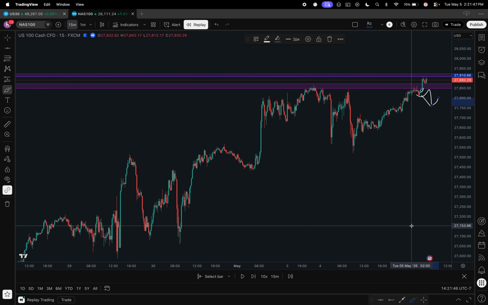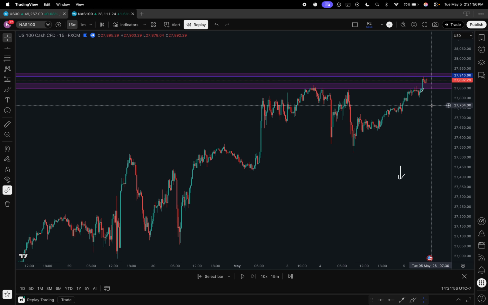It's supposed to be an arrow, guys. Like an arrow, like that arrow. All my arrows are shitty. But to take a short up here, very, very, very risky.